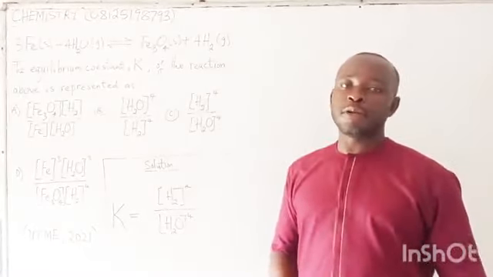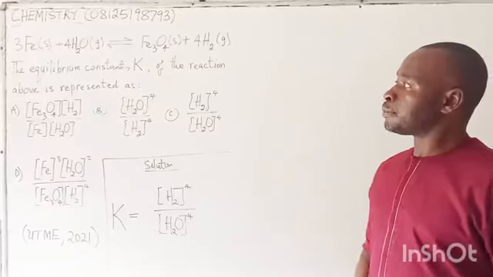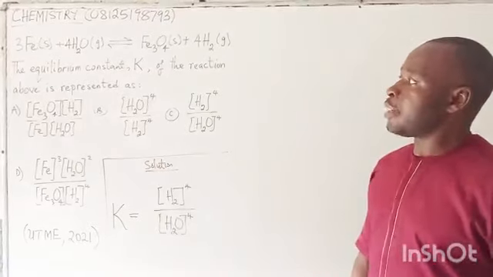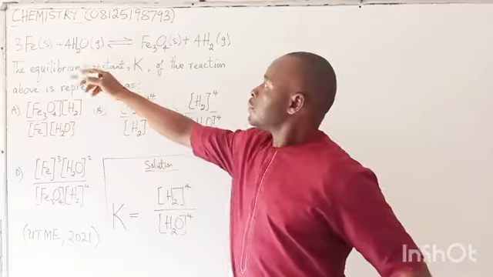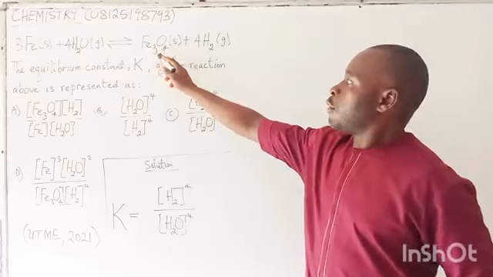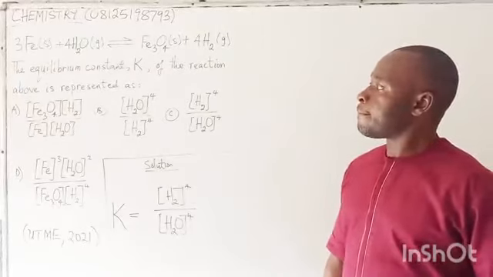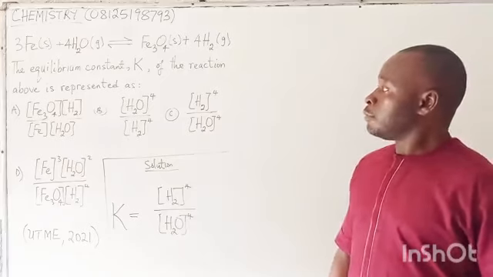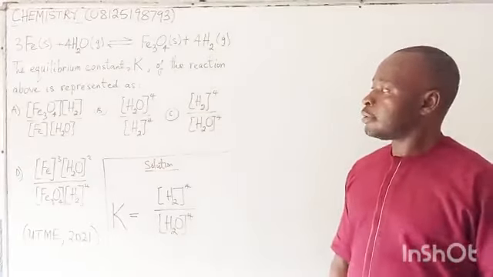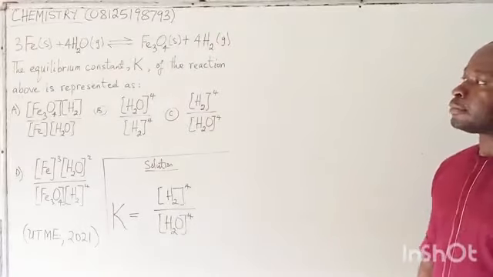Let us solve this problem on the board. It is a 2021 UTME problem. The problem goes this way. A reversible reaction is given. That is a reaction between iron and steam to give us Fe3O4 in solid form and hydrogen in gaseous form. And we are asked the equilibrium constant K of the reaction above is represented as some options are given and we are supposed to choose the correct option.